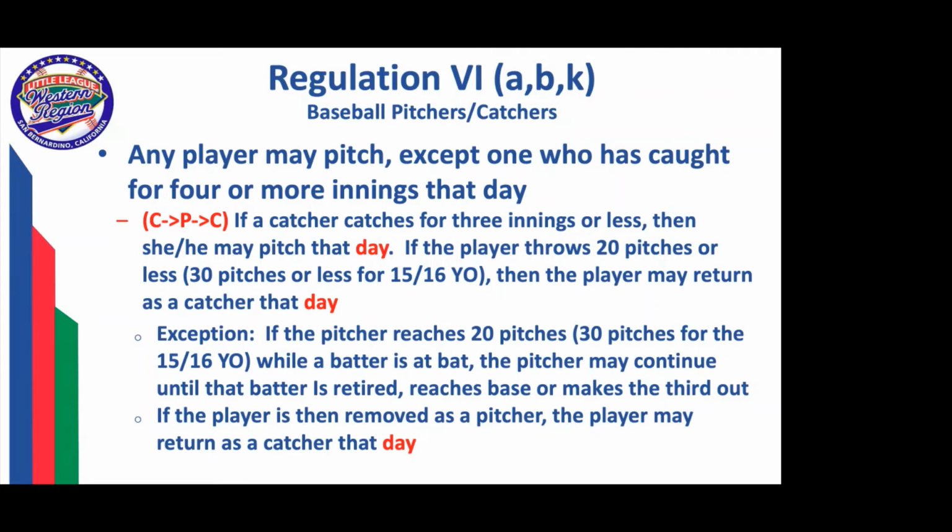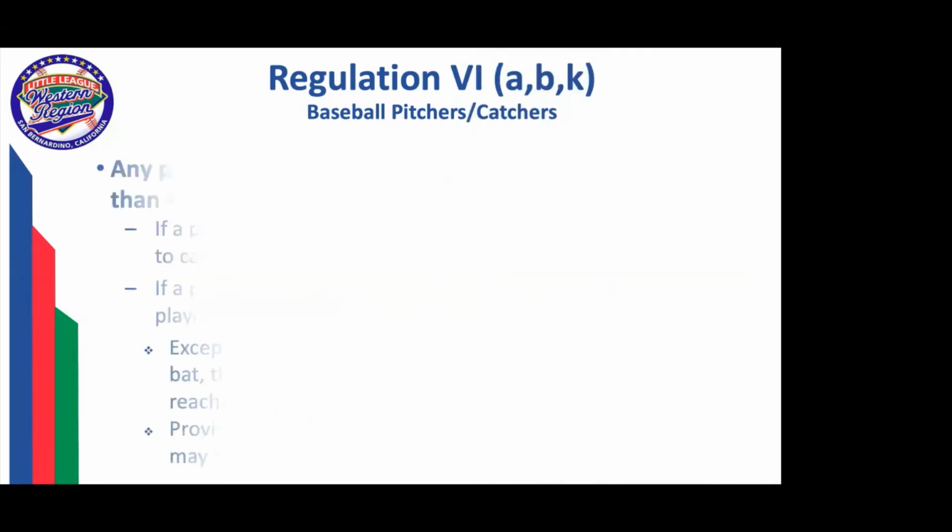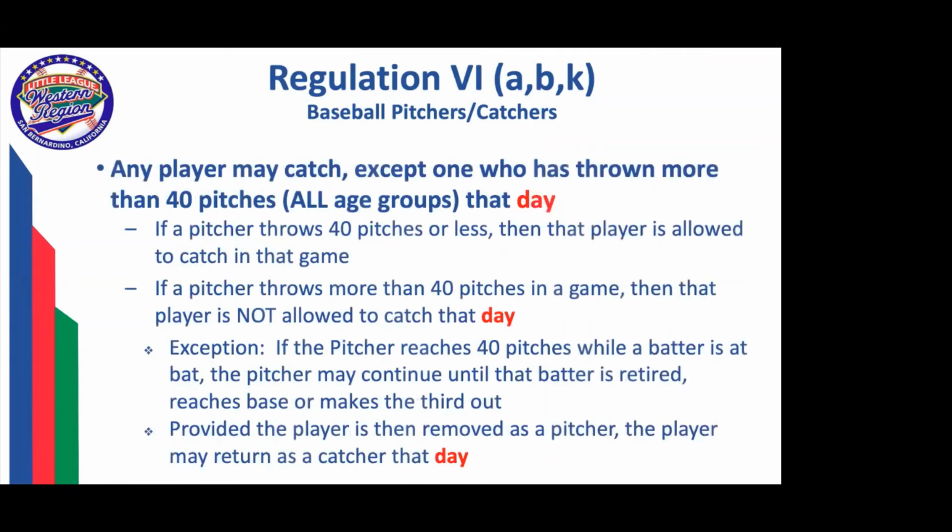This type of exception shows up in 3 other places that we'll talk about briefly. Any player on the team may catch, except one who has thrown 40 pitches or more that day. When you throw 40 pitches or less, the players can catch in that game. If they throw 40 pitches in a game, the player's not allowed to catch for that day. The exception comes up again: if you reach the 40 pitch limit while a batter is up, you can finish the batter until the batter reaches base or makes the 3rd out. Remove the pitcher at that point, and the player can return as a catcher.